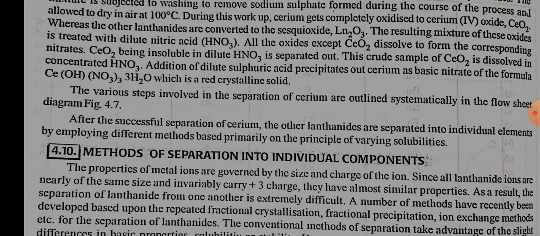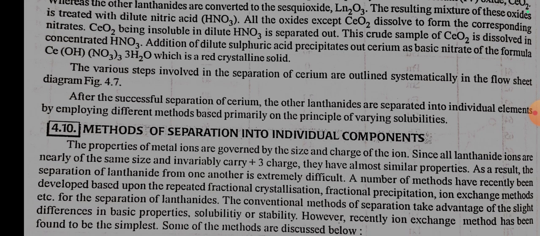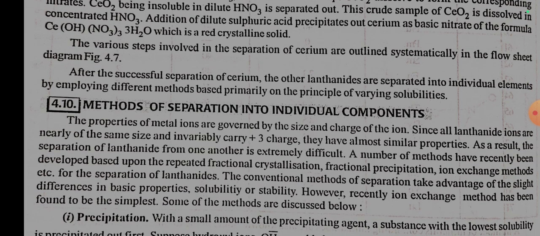This crude sample of CeO2 is dissolved in concentrated HNO3. Addition of dilute sulfuric acid precipitates out cerium as the basic nitrate of the formula Ce(OH)(NO3)3, which is a red crystalline solid. The various steps involved in the separation of cerium are outlined systematically in the flow sheet diagram 4.7.